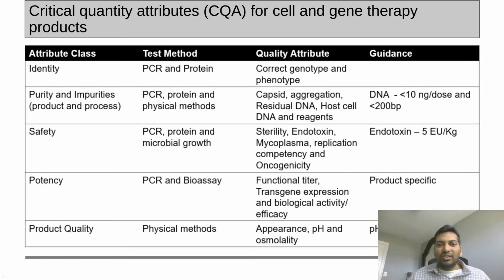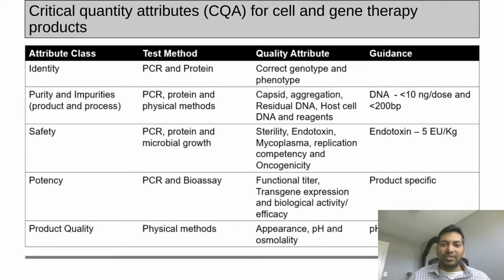This table defines a few elements for a critical quality attribute. One is attribute class, which is when you take a drug product, it should have some specific identity. It has to have purity, safety, potency, and quality. For a cell and gene therapy product, we use different methods to define these attribute classes, and each class will have a quality attribute.